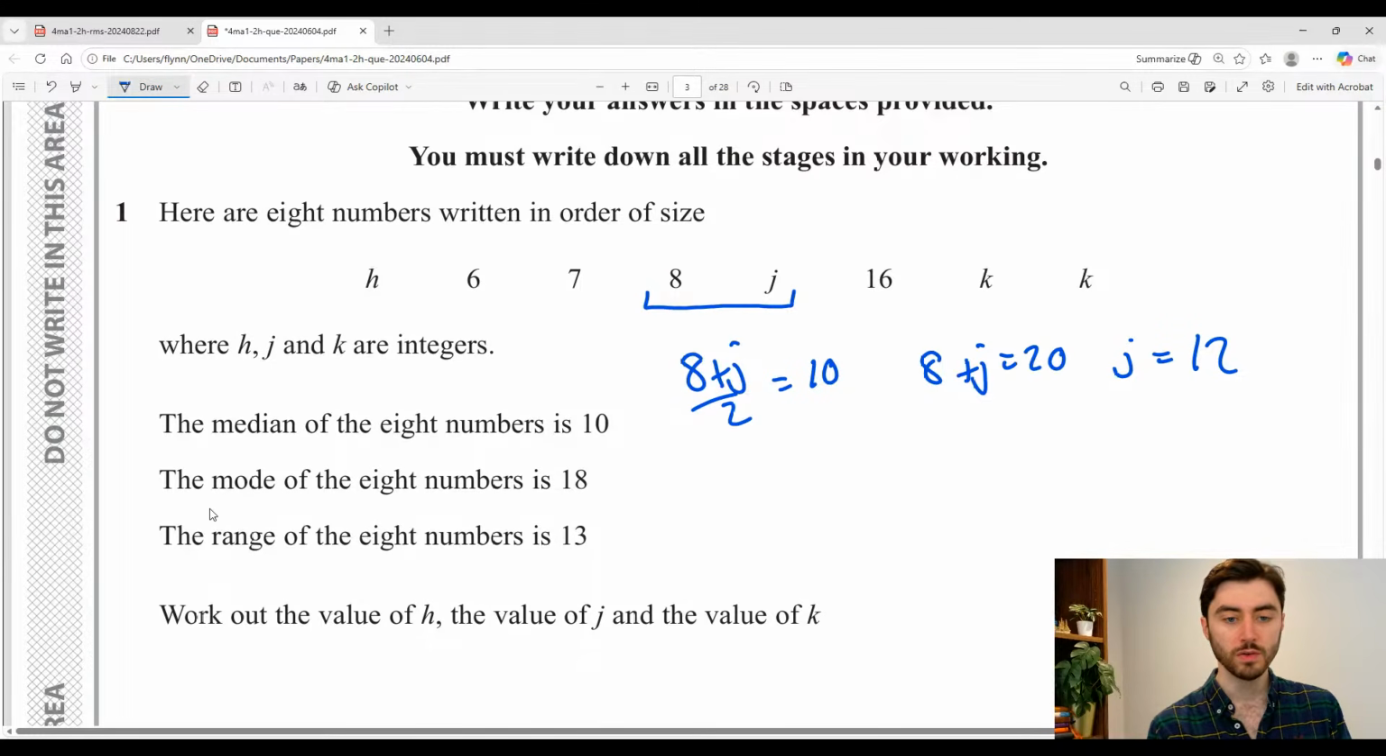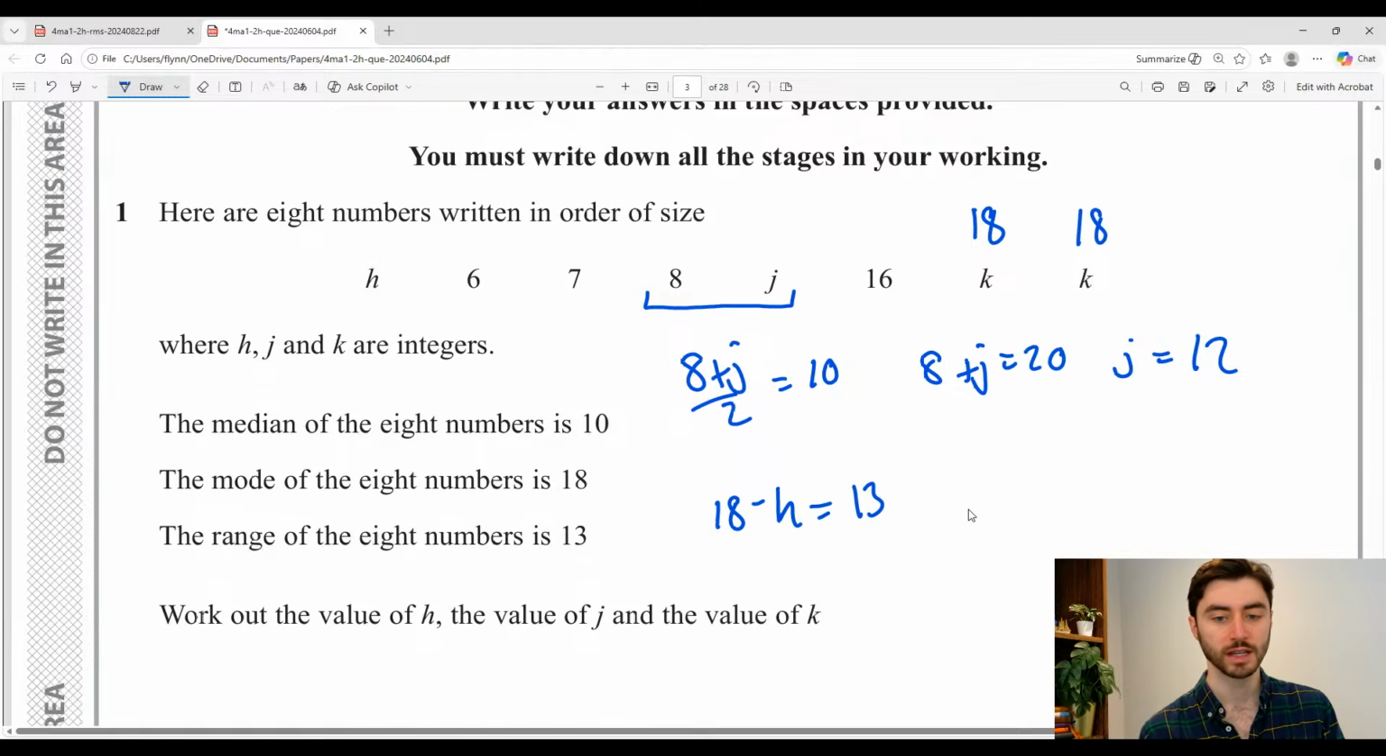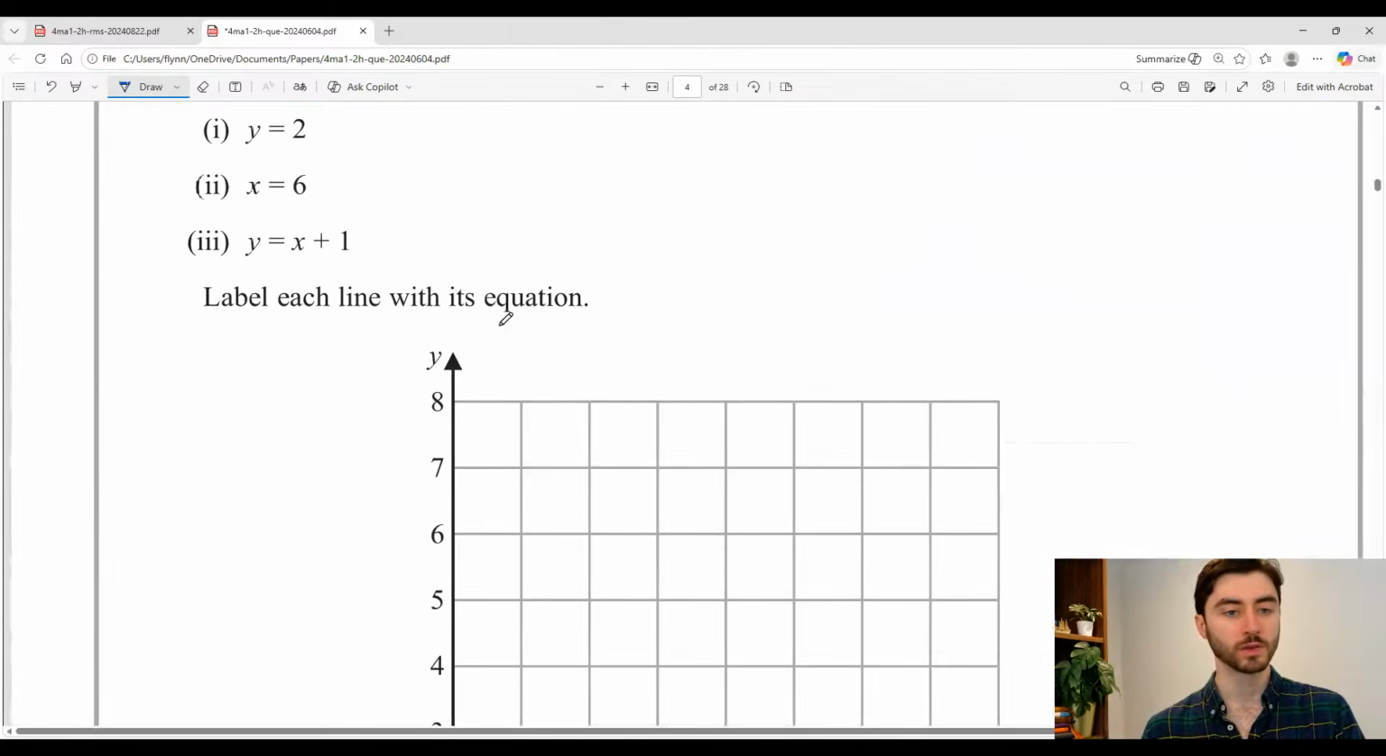The mode of the 8 numbers is 18, which means we've got to have 2 18s right at the end there, so k is equal to 18. And the range of the 8 numbers is 13, which means that 18 minus h equals 13, which means that h is equal to 5. And those are h, j, and k. Right, so moving on to question 2.